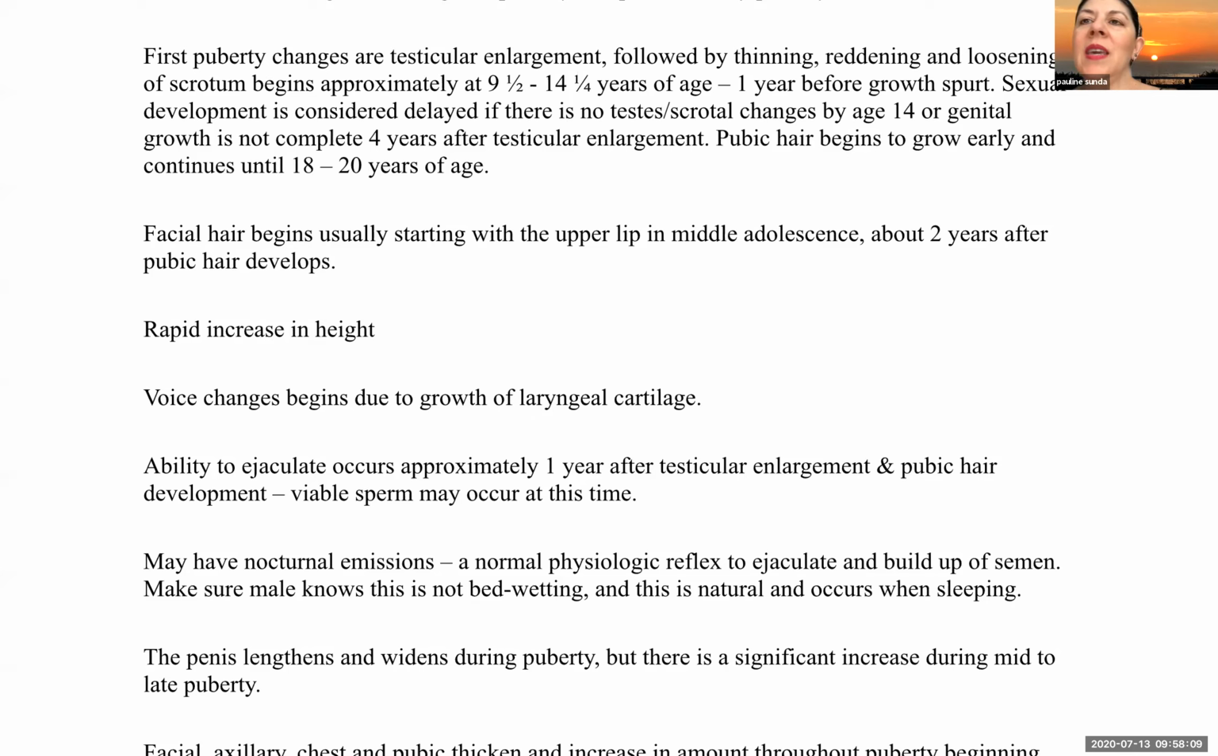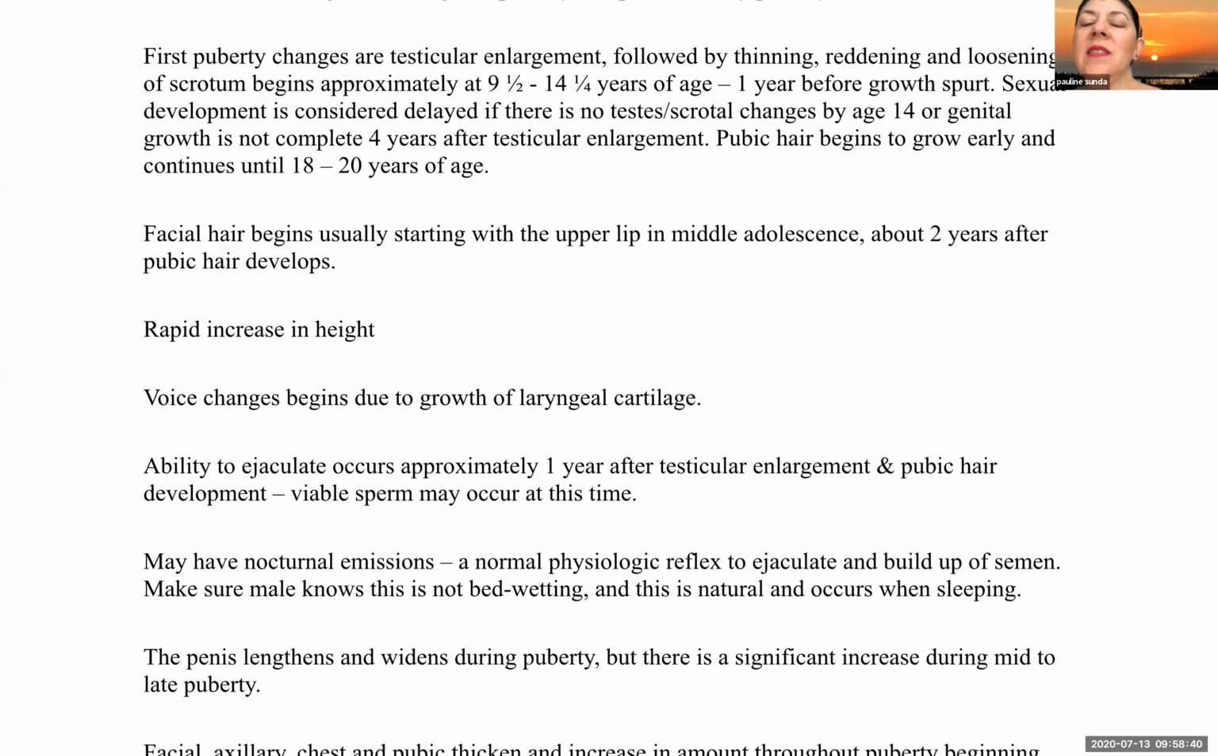And this typically begins about 9.5 to 14.25 years of age, 1 year before the growth spurt. Sexual development is considered delayed if there's no testicular or scrotal changes by the age of 14, or genital growth is not complete 4 years after testicular enlargement. Pubic hair begins to grow early and continues through late adolescence. Facial hair begins, usually starting with the upper lip, in middle adolescence, about 2 years after pubic hair develops.